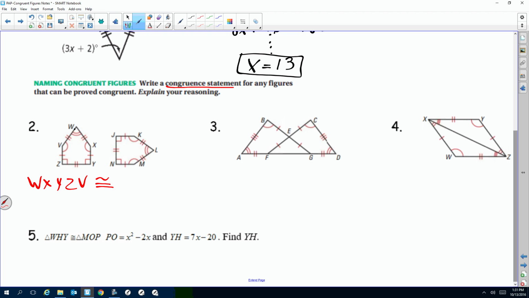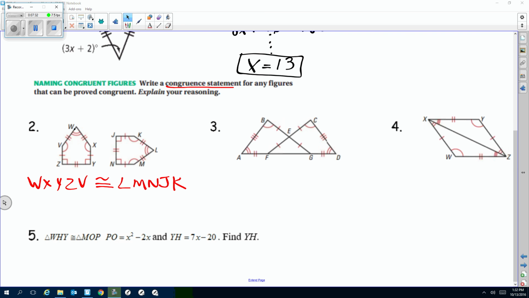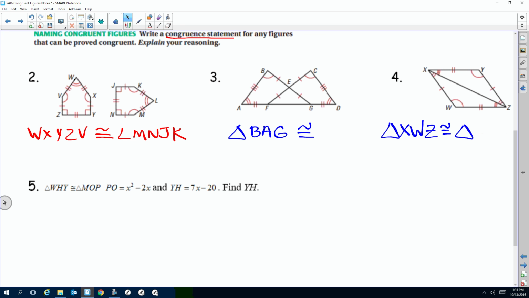So if I start at W, where do I need to start at? Yep, I have to start with L. And it'll be L, M, N, J, K. And that's all I want you to do, is write the statement. So if you have not gotten to these, like this one I'm doing for 3.